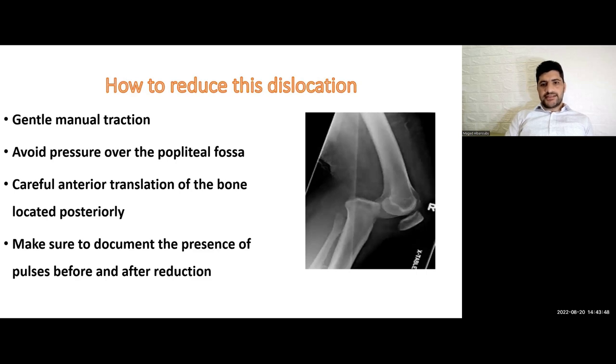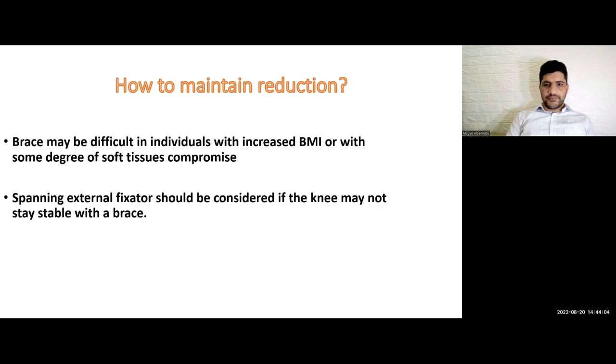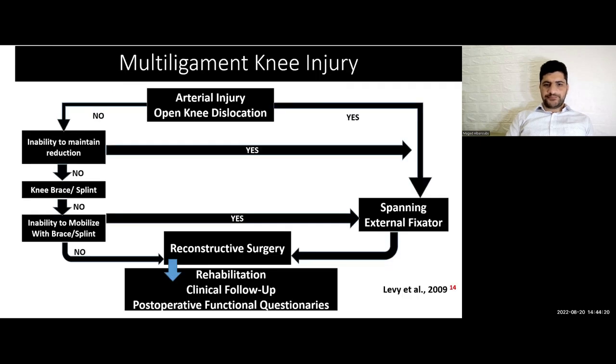How do you reduce this dislocation? Gentle manual traction, avoid pressure over the popliteal fossa, careful anterior translation of the bone located posteriorly, and make sure to document the presence of pulse before and after reduction. How do you maintain reduction? I can maintain the reduction in a brace or splint. If the patient has obesity or a high degree of soft tissue compromise, I will use a spanning external fixator.